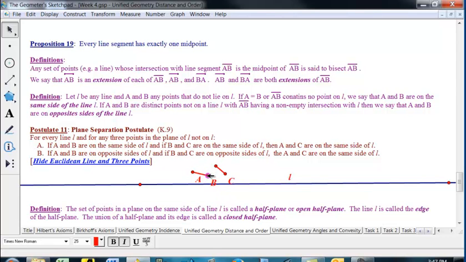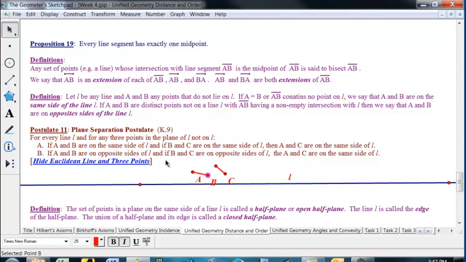If A and B are on the same side of L, and B and C are on the same side of L, then A and C are on the same side. If A is on the same side as B, and B is on the same side as C, then A and C are on the same side. Sort of a transitivity there.